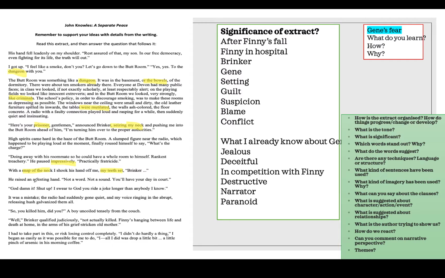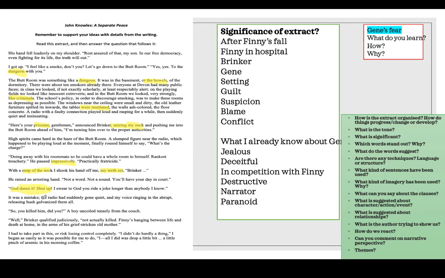Let's move on. Then we have language. We have actual dialogue here between the characters. God damn it, shut up. And note the shortness of these sentences, but also the exclamation marks. So we can interpret the mood here. We can think about the emotions of the characters. So that may stand out for me later on.